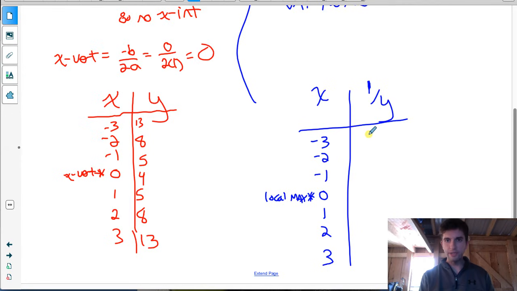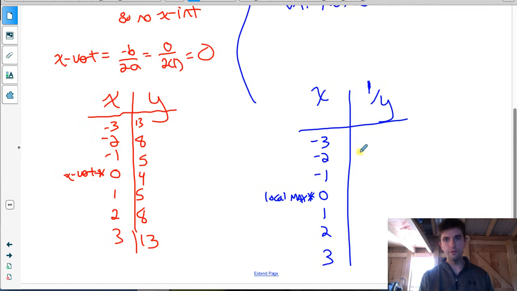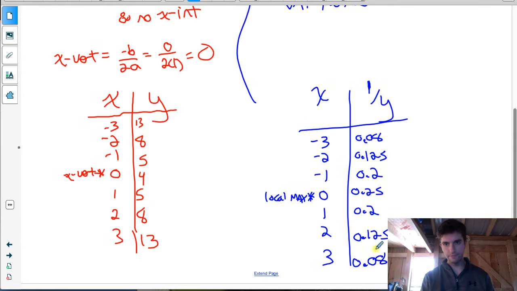And then let's just calculate the y's by doing 1 over each of these y values. So 1 over 13 is about 0.08, 1 over 8 is 0.125, 1 over 5 is 0.2, 1 over 4 is 0.25, and then it's going to start going back down. 1 over 5 again, 0.2, 1 over 8 again, and then 1 over 13. Notice that 0.25 is that local max. It's the highest it's going to go. So now let's graph both of these functions. We'll graph the quadratic that's in the denominator and its reciprocal.